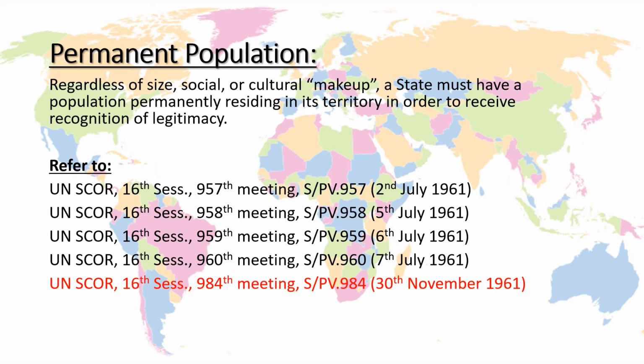The record for the UN Security Council's 984th meeting, marked in red, is the most notable of the reference documents because it provides a detailed account of the legal criteria which Kuwait was able to satisfy in order to be granted its UN membership.